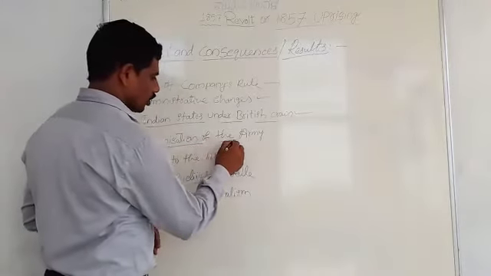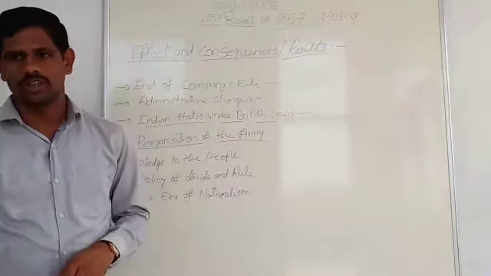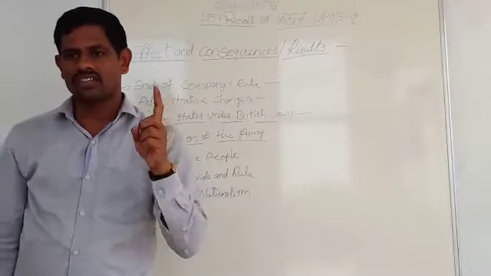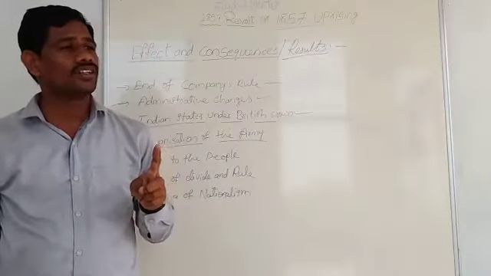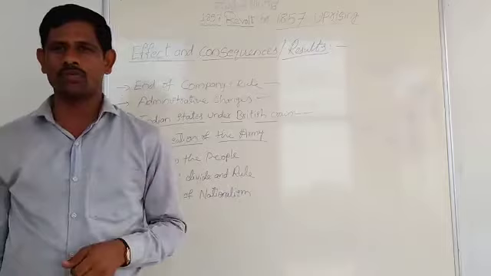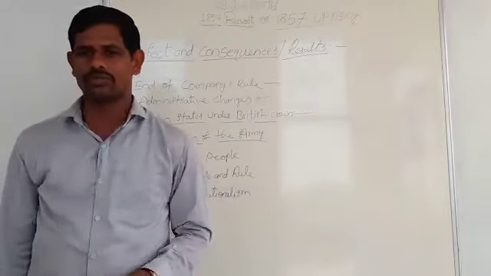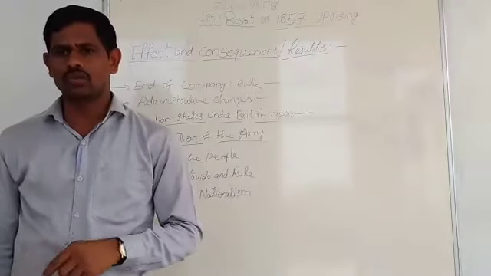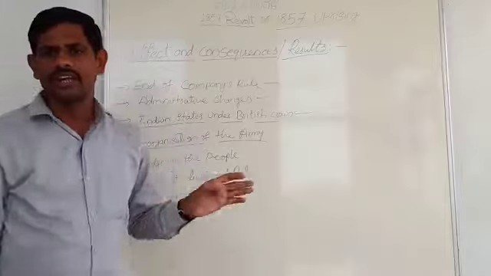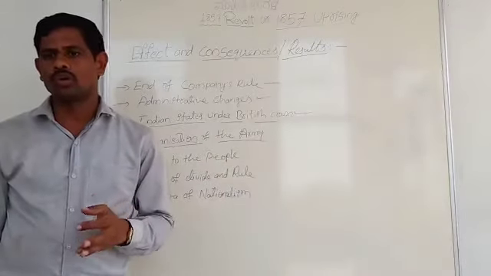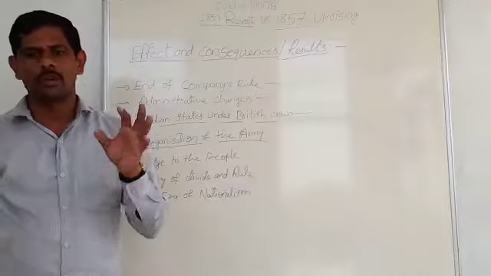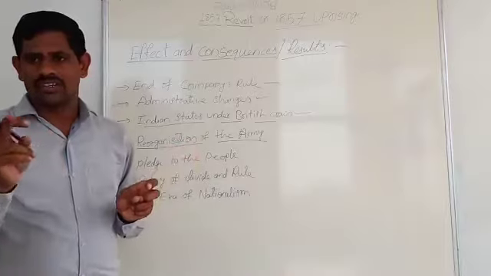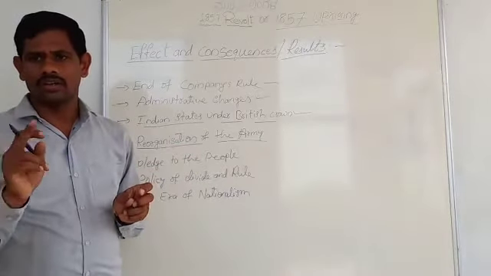Reorganization of the armies. The Royal Indian Army was created by merging the existing armies under a commander-in-chief. The head of the army force was a commander-in-chief. Next, the proportion of British to Indian soldiers was substantially increased. British should control all the strategic places and posts. Only the British should control all the strategic places and the posts.